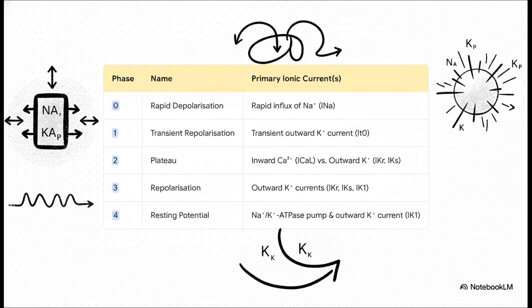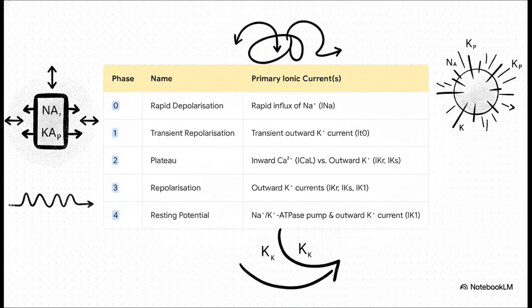Now, this is where it gets really interesting, because this table translates that shape into the language of ion channels. That stable phase 4 resting potential is set by 2 key players: the tireless sodium-potassium ATPase pump, which maintains the ionic gradients, and a high permeability to potassium through something called the inward rectifier potassium current, or IK1. The explosive phase 0 upstroke is driven by the opening of voltage-gated fast sodium channels, causing a massive flood of positive charge. Phase 1 is a transient outward potassium current, or Ito.